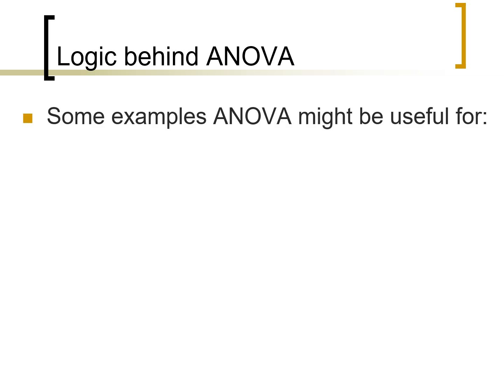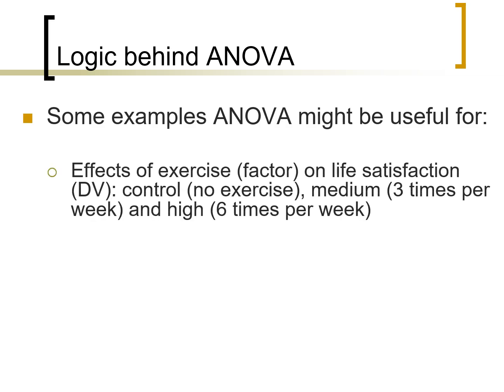Let's look at some ways analysis of variance might be useful for exploring. First of all, exercise on life satisfaction. Here we're thinking of typically an experimental design. A factor has 3 levels, and we're manipulating whether you get no exercise, medium exercise, or high exercise, and we're defining that. That's our IV, looking to see if manipulating that causes a change in life satisfaction. So in this case, we have an IV factor of exercise with 3 levels.